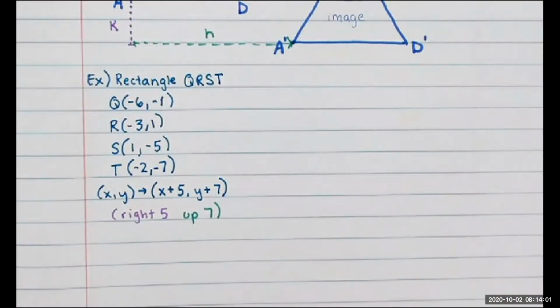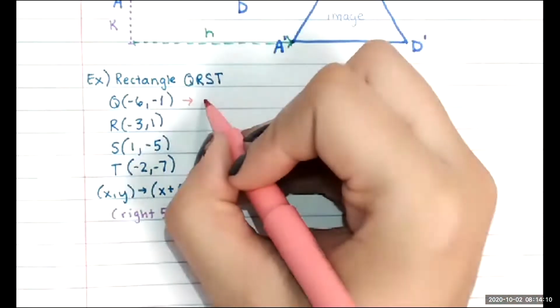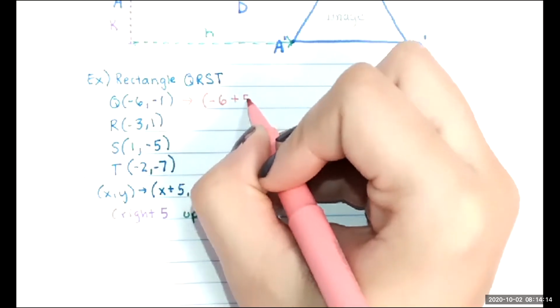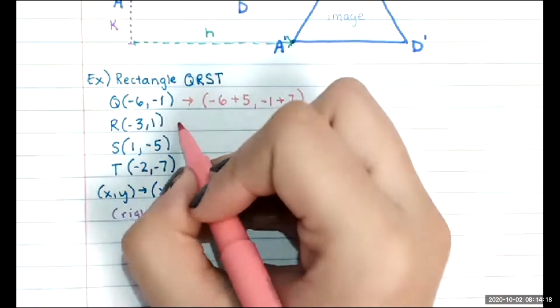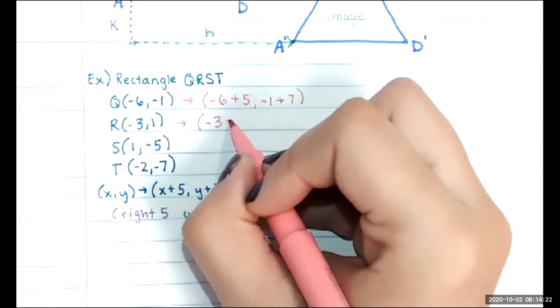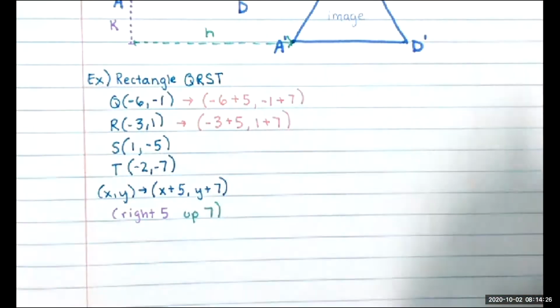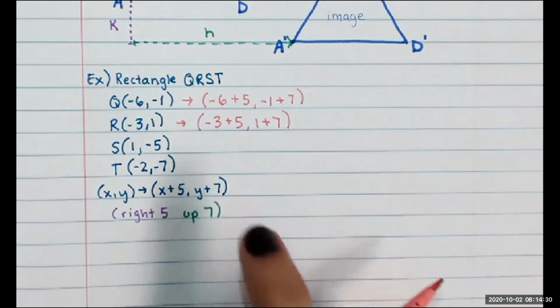In order to calculate this, all you have to do is add that 5 and that 7 to each number. So -6 plus 5, -1 plus 7. And again, you're just going to do that to each one. -3 plus 5, 1 plus 7. Because that's what the rule tells us to do. Add 5 to the X, add 7 to the Y.